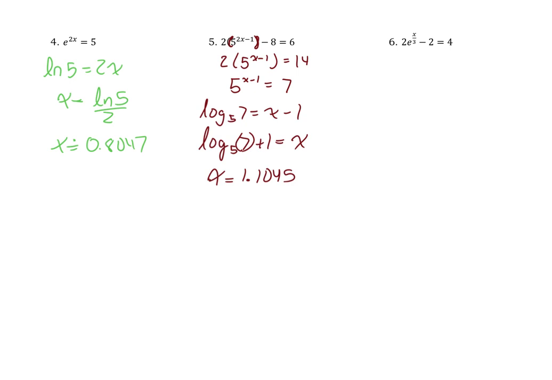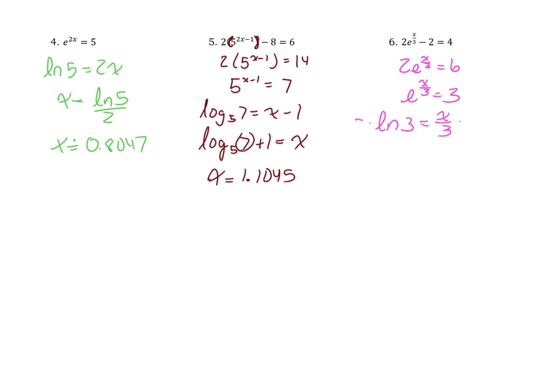Okay, this next one is still an exponent. I need to isolate that e raised up to the x divided by 3. So I'm going to add that 2. Get 2 times e to the x over 3 equals 6. Divide by that 2 and get 3. Since that's a base e, I'm going to go to natural log.